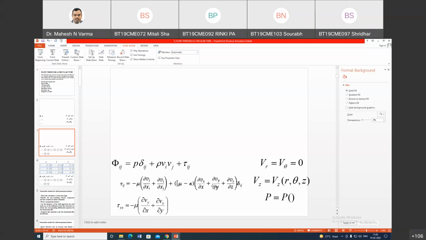Now, dVx by dx plus dVy by dy plus dVz by dz equals 0 for incompressible fluid, continuous flow. And Vr equals 0, V theta equals 0. What will you get in turn? You will get dVz by dz equals 0.